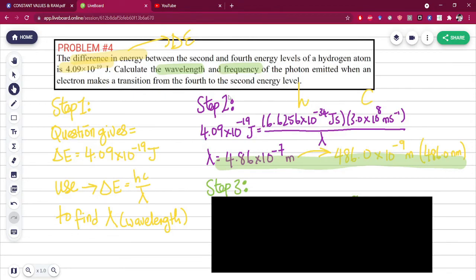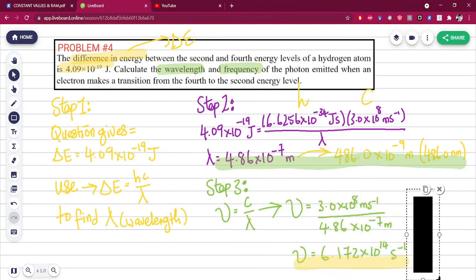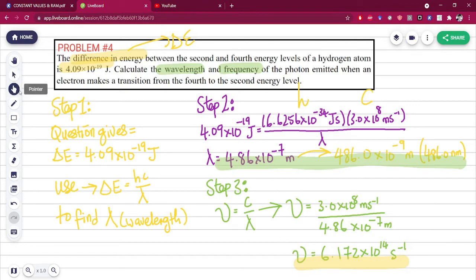Now in step 3, we're going to find frequency. You found wavelength, and now you want to find frequency. That's easy. We have looked at the formula. What you need to do is take the wavelength value, plug it in here, and this is the speed of light. You just put it in there, and you're going to get your frequency.